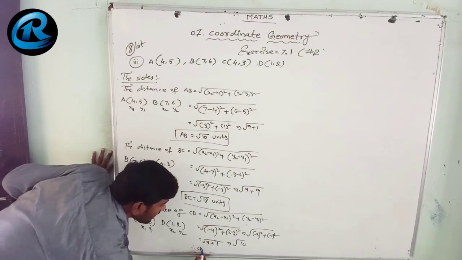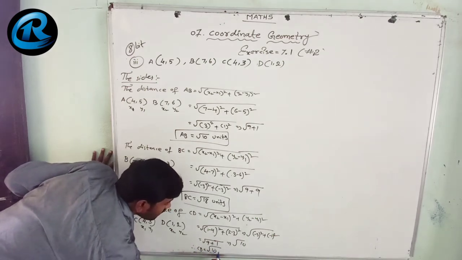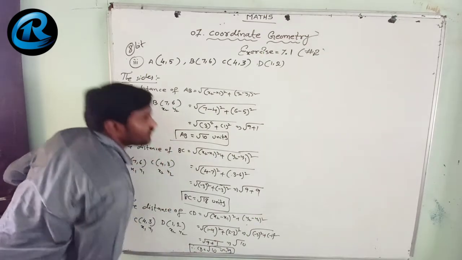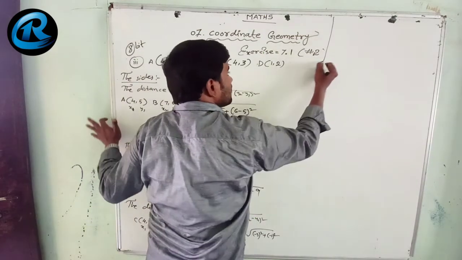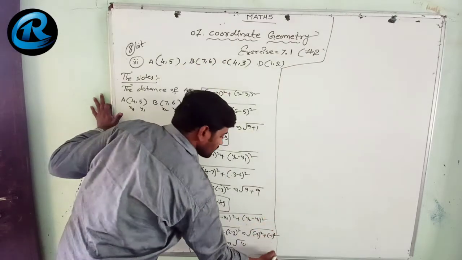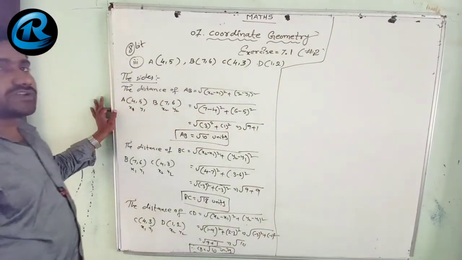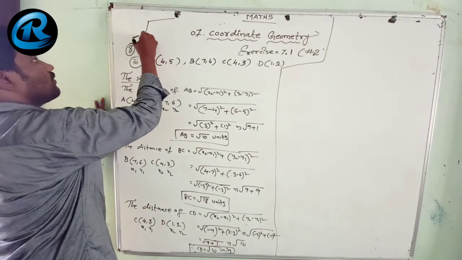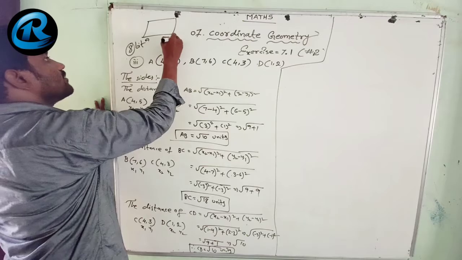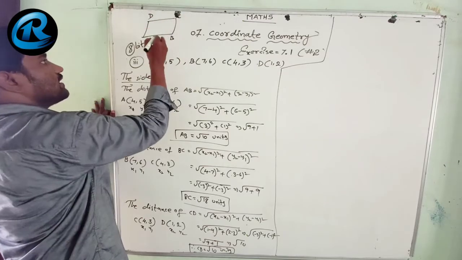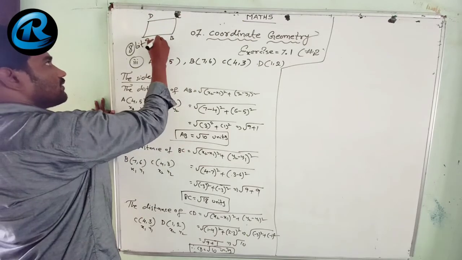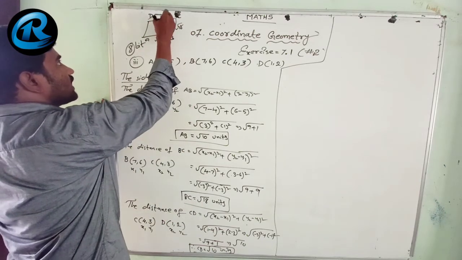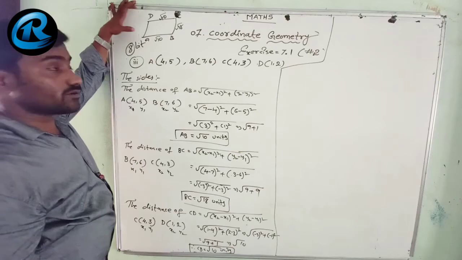Therefore CD equals under root of 10 units. That means already AB equals root 10 units, and here CD also we got root 10 units. See, in quadrilateral A, B, C, D, A, this AB equals root 10, BC equals root 18. This is root 10, and here also you should get root 18.